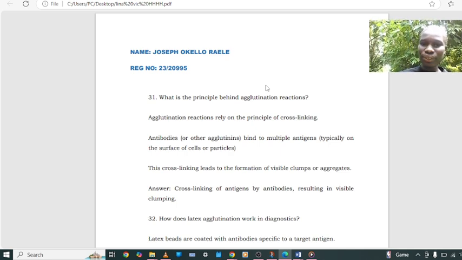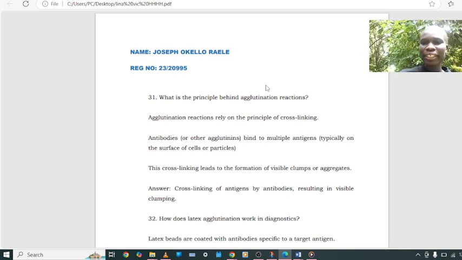So I'm here to present question number 31, which reads, what is the principle behind agglutination reactions? Agglutination reactions rely on the principle of cross-linking. Antibodies or other agglutinants bind to multiple antigens, typically on the surface of cells. This type of cross-linking leads to the formation of visible clumps or aggregates. So, cross-linking of antigens by antibodies results in visible grouping. When I talk about agglutination, it is the reaction between antigen and antibody in the immune system of a living organism.